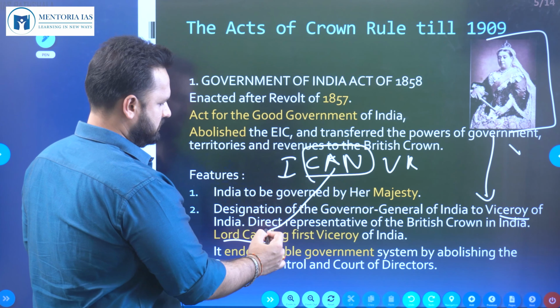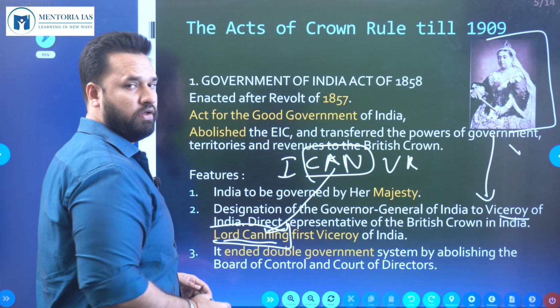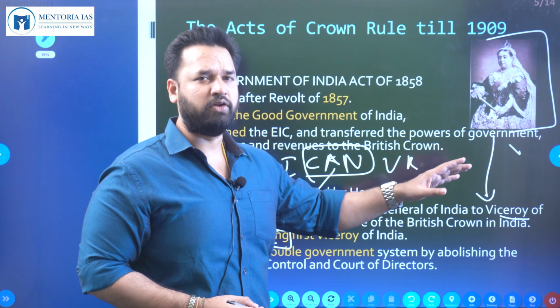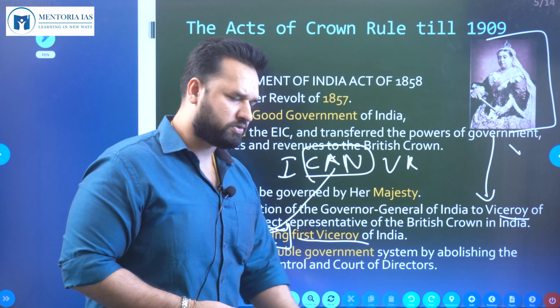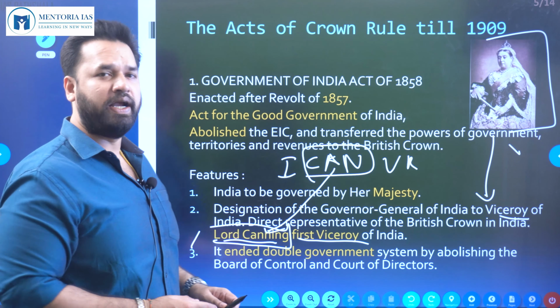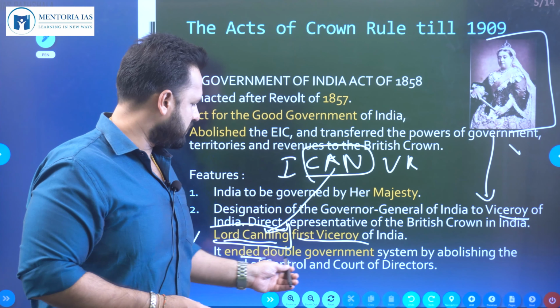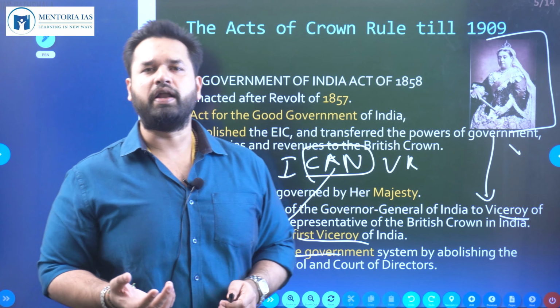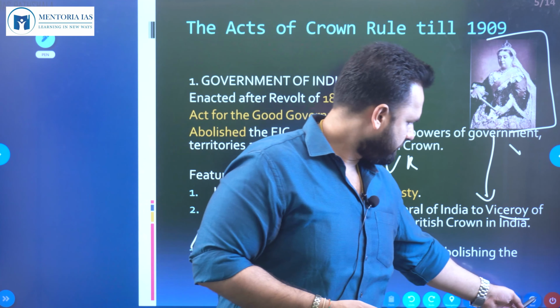So that is how the trick worked. Canning went running to the Queen to become the viceroy. He is the first viceroy. Okay, what is the second feature? It ended the double government. As we discussed, it ended the Court of Directors and Board of Control.